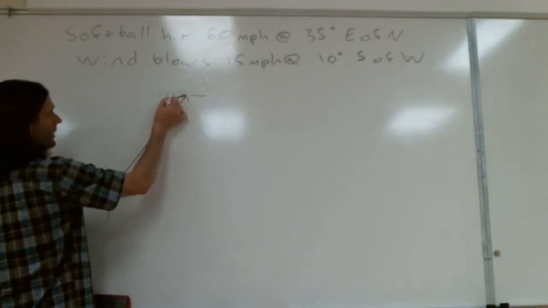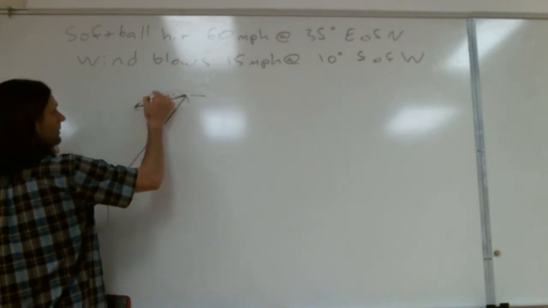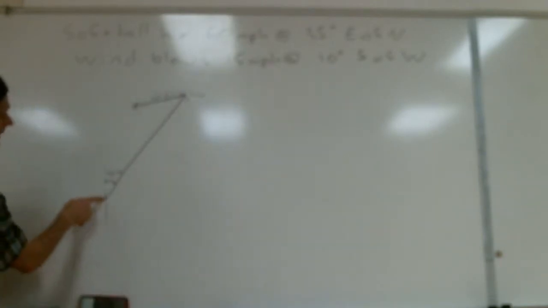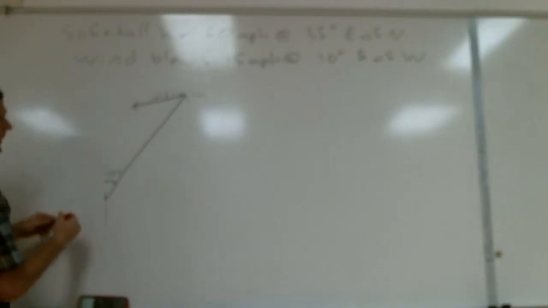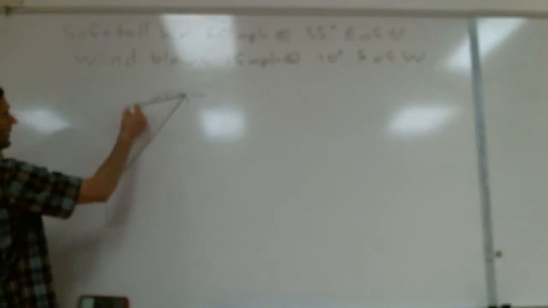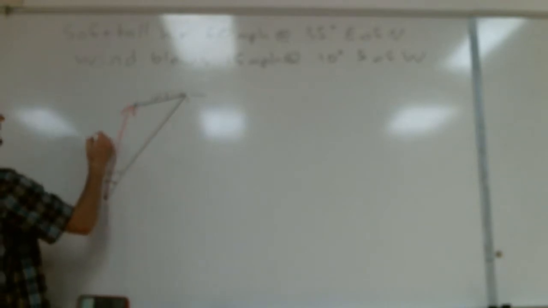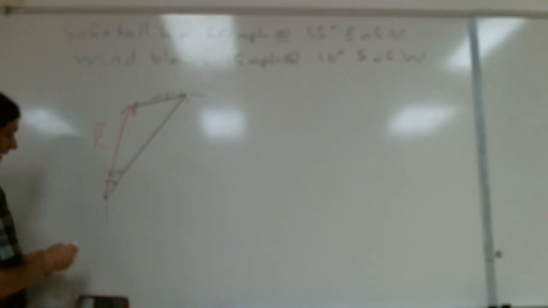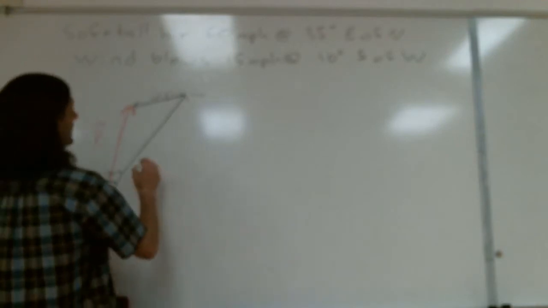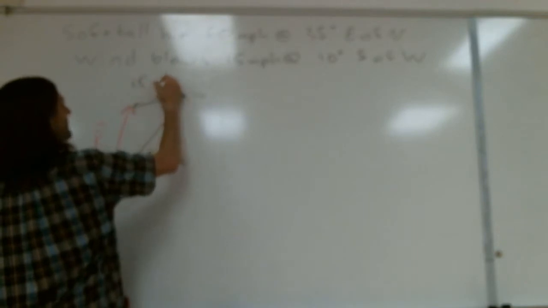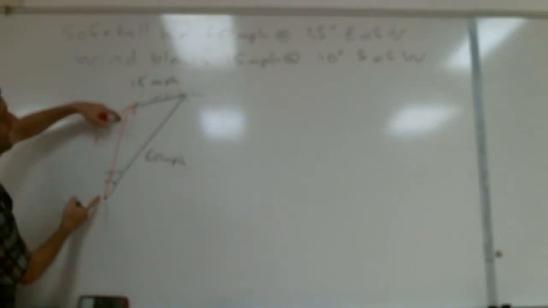So I'm going to end up going somewhere over there. That angle is 10 degrees. Okay, so my resultant is always from the tail of where you started to the tip of where you ended. So from there to there, that is the R, and that is what we are looking for. This one we said is 60 miles per hour. This one we said is 15 miles per hour.